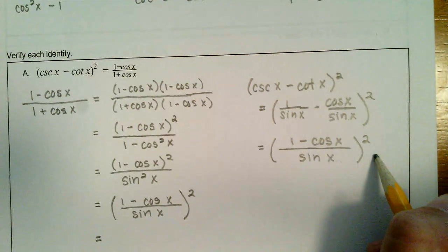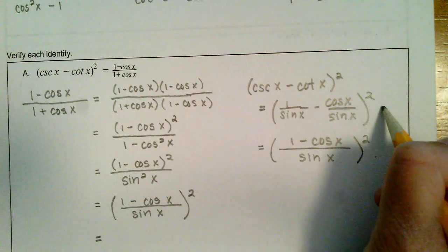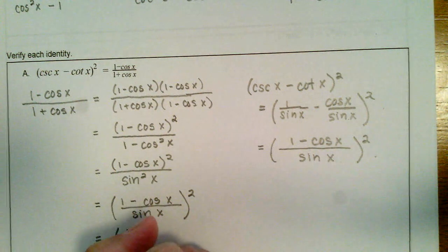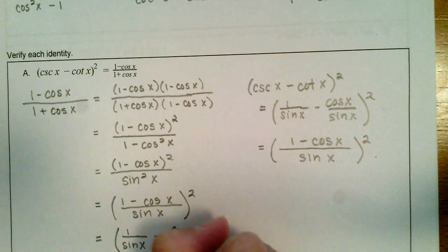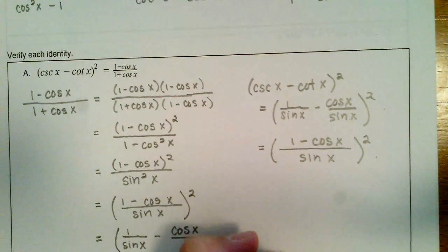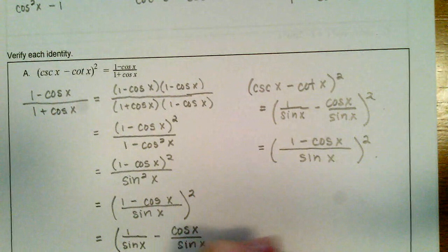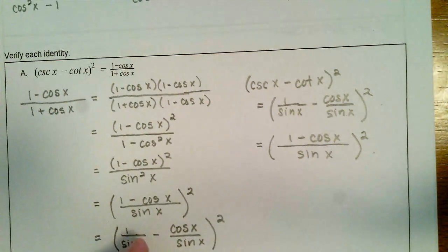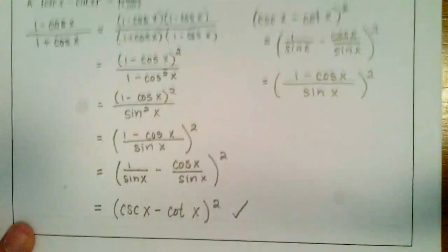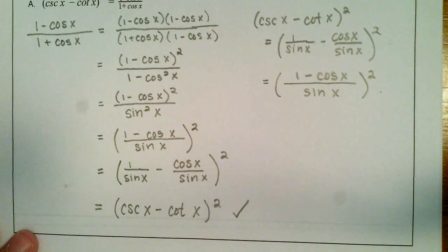So that was this line. Now that was equivalent to this line. I'm always checking to make sure I'm copying correctly. And that was equal to my original left-hand side. So I've been able to verify my identity.